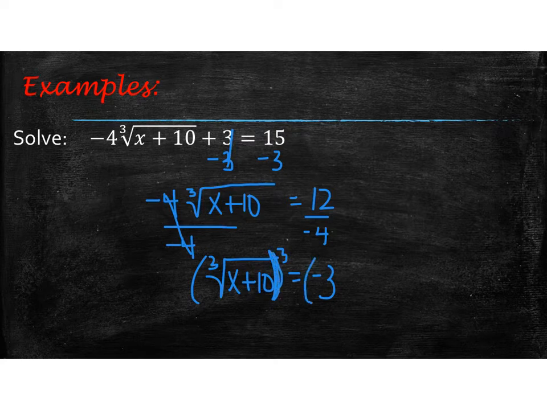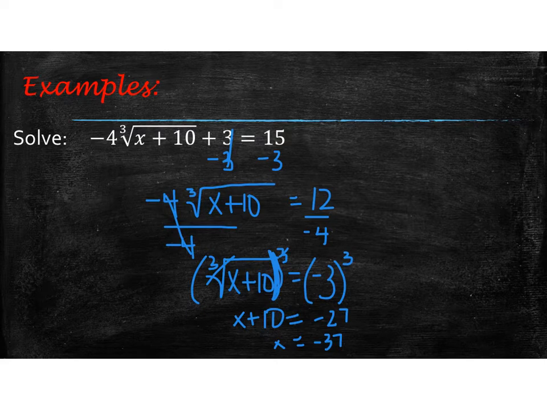At this point, the inverse of a cube root is raising it to the power of 3. So I'm going to raise this side to the power of 3 as well. This will cancel off your radical, and so then you'll have x plus 10 equals -3 to the third power, which is -27. Then you would subtract 10 from both sides, so you get x equals -37.